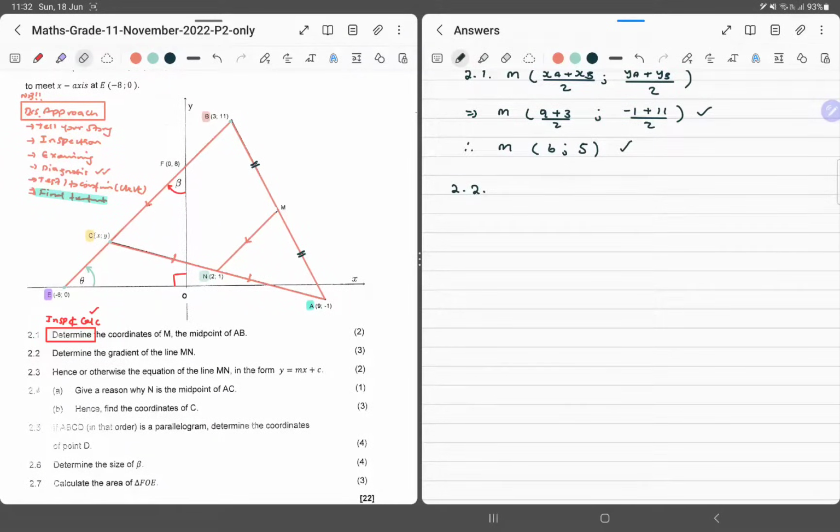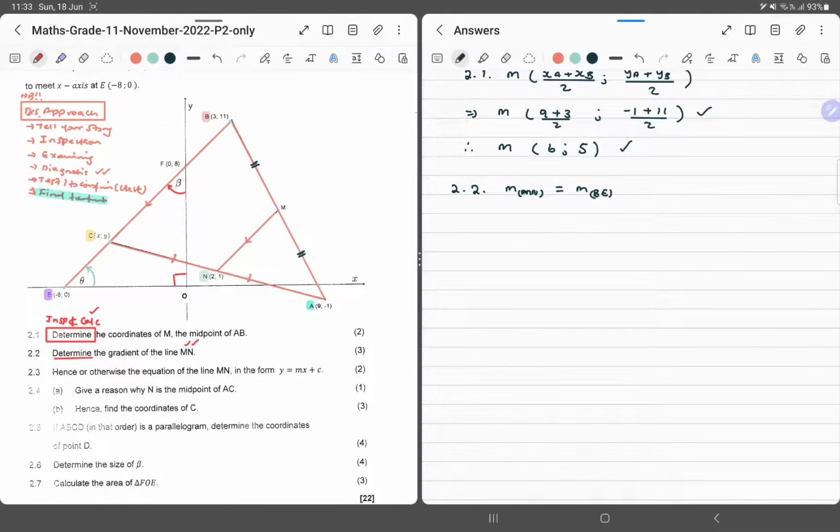So let's do 2.2. Now we've got determine. Again, you've got a question that says determine the gradient of MN. Now MN is a bit of a special one, because when we look at it, we know that it's going to be by calculation. So we see that that line is parallel to EB. So we can simply say the gradient of MN is going to be equal to the gradient of BE.